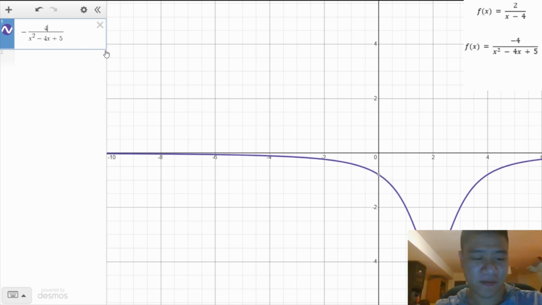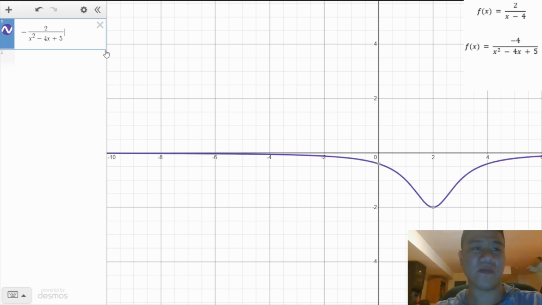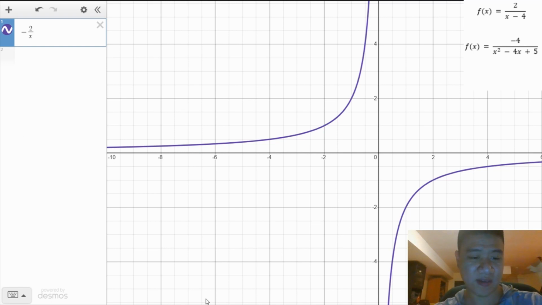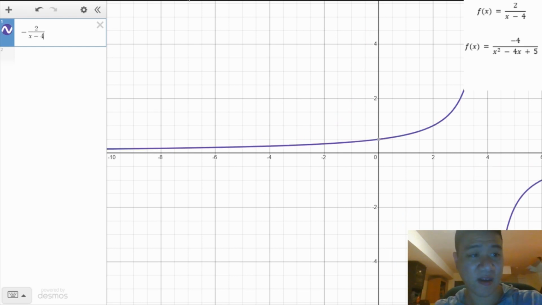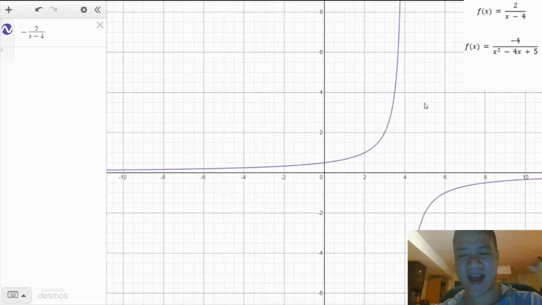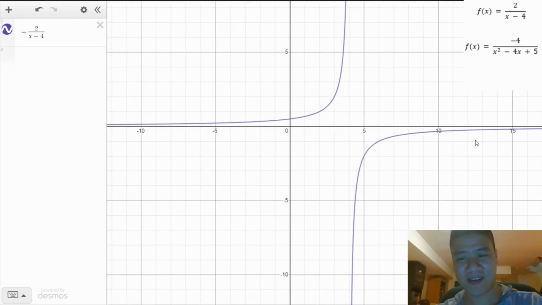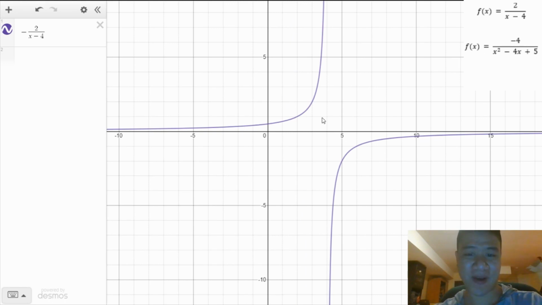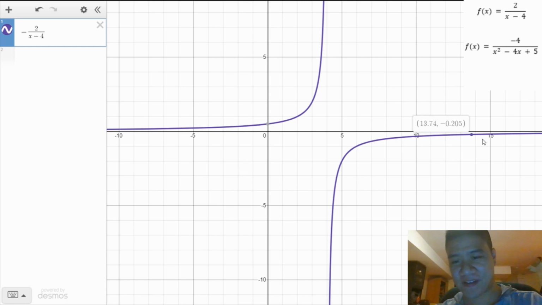Let's do the same for the other one. So the other function we had was, I forgot what it was. Let's see. It was 2 over x minus 4. Alright. So as you can see, we have our asymptote action once again. We have our horizontal asymptote at y equals 0. We'll be learning about those soon. Yep, and the function gets close to 0 but never crosses it.